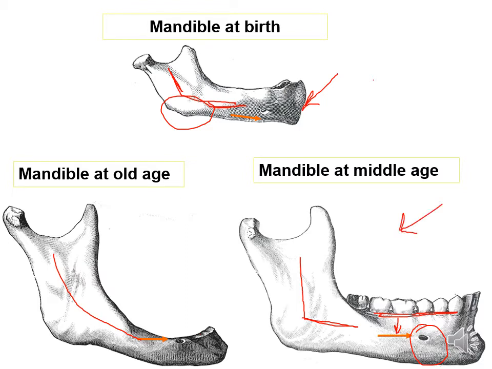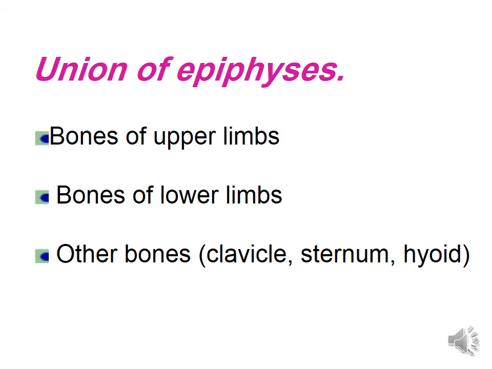Here it's of middle age because the angle is almost right and because the mental foramen is midway between the upper edge and lower edge. And here it's of old age because it's obtuse. Of course, it's larger in size than that of the infant, and because the mental foramen is closer to the upper edge of the mandible.